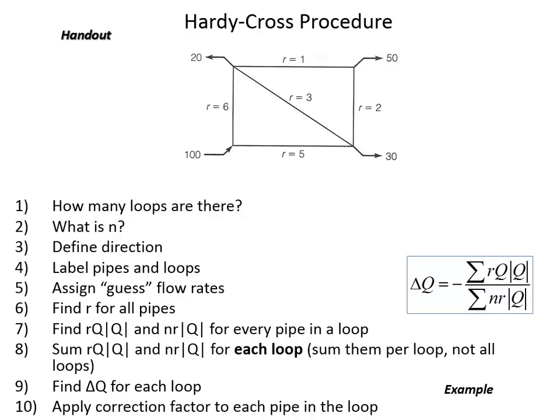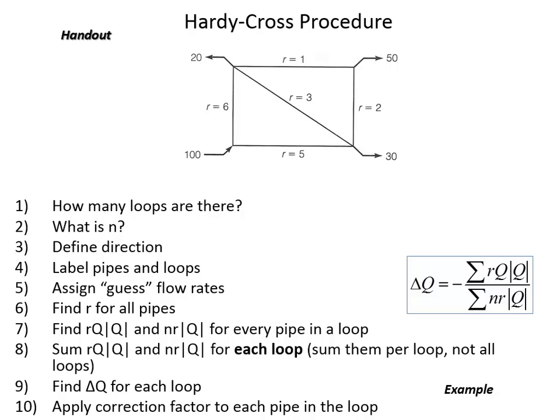Let's see. Here is our system. There's 100 coming in, and there's that diagonal pipe there. 30 comes out, 50 comes out there, and 20 goes out here.